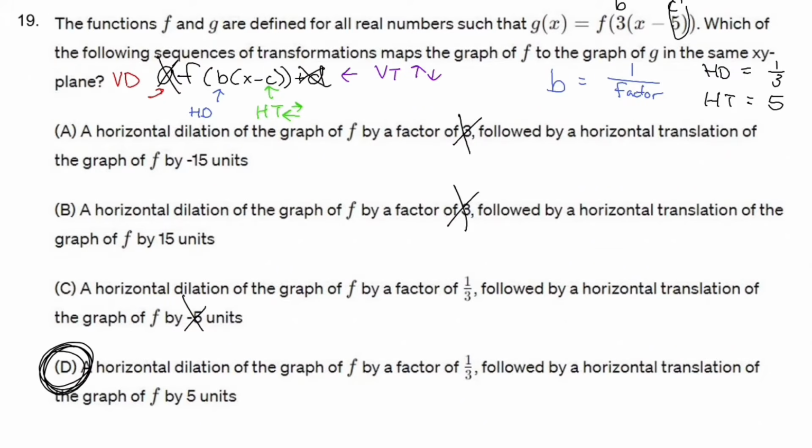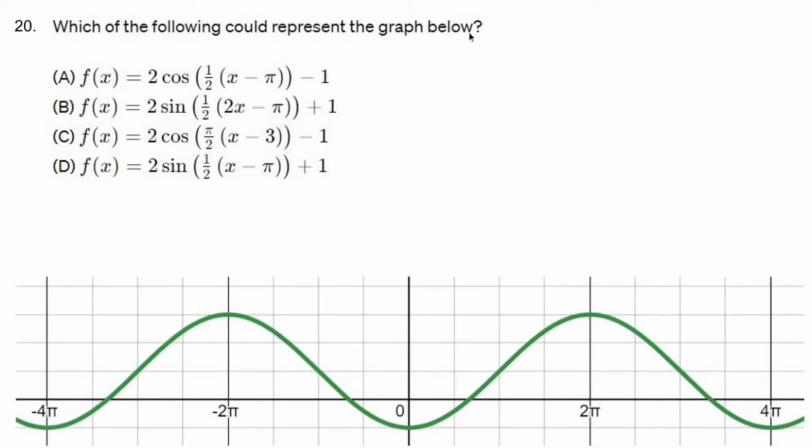Hope this helps. Which of the following could represent the graph below? So we have a sinusoidal function, obviously, and we have all of these graphs where there's similarities amongst all of them. Like, for example, for all of them, the amplitude is 2. Now, before we tarry any further, let's compare this to what a sinusoidal function looks like.